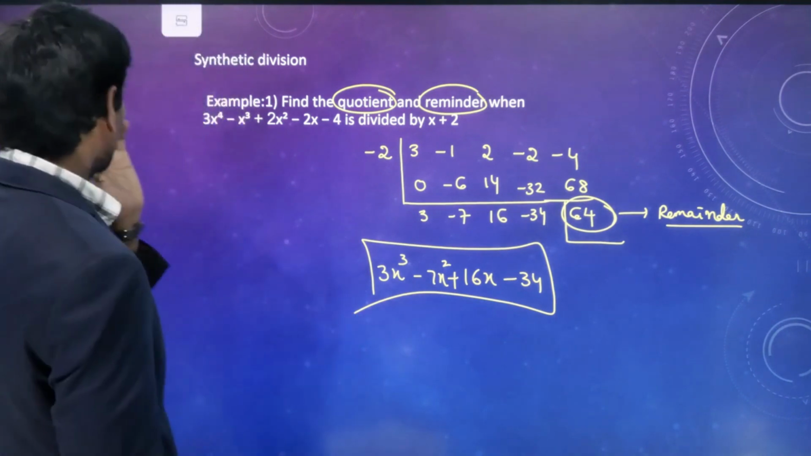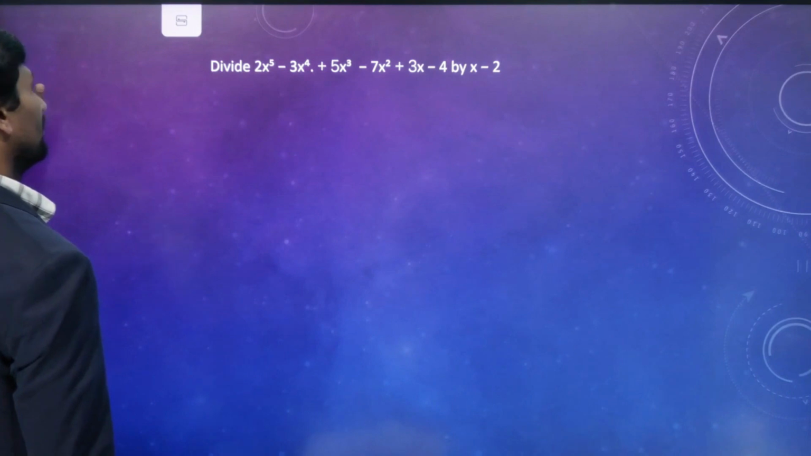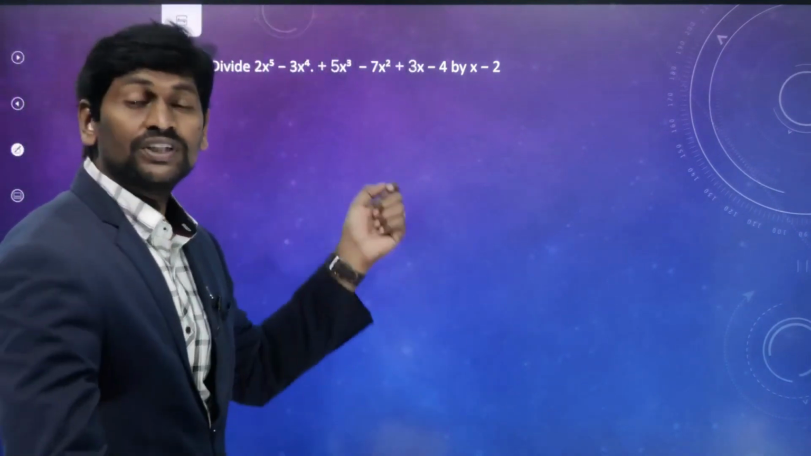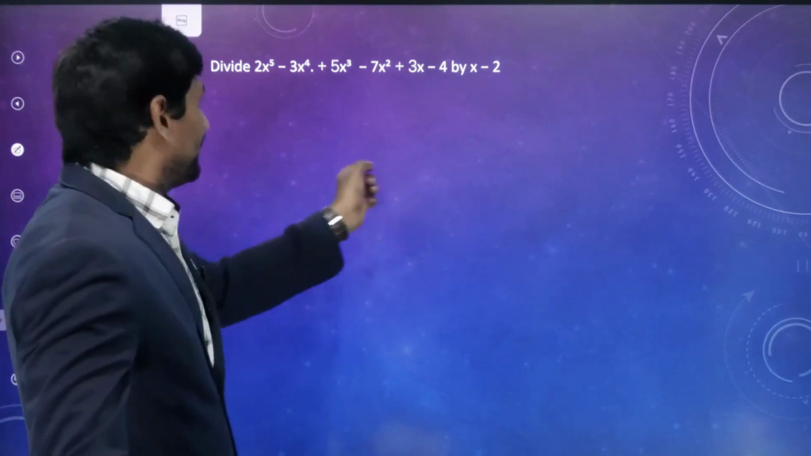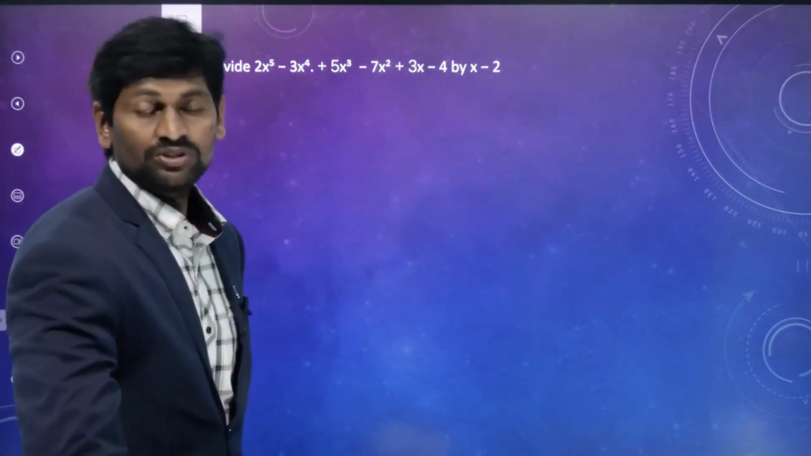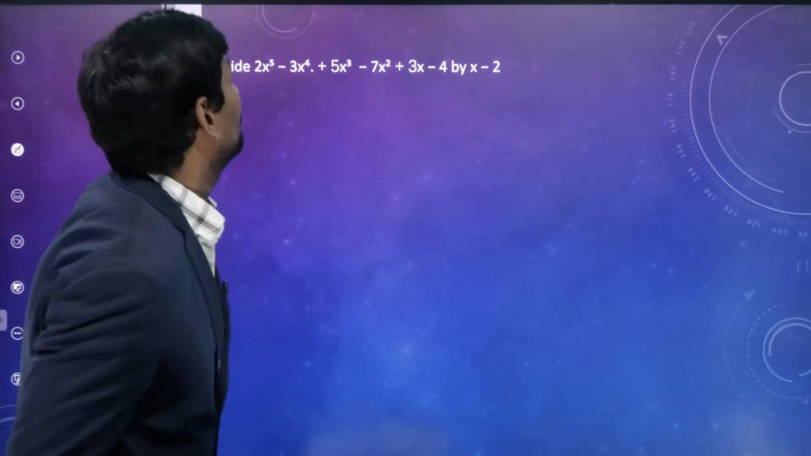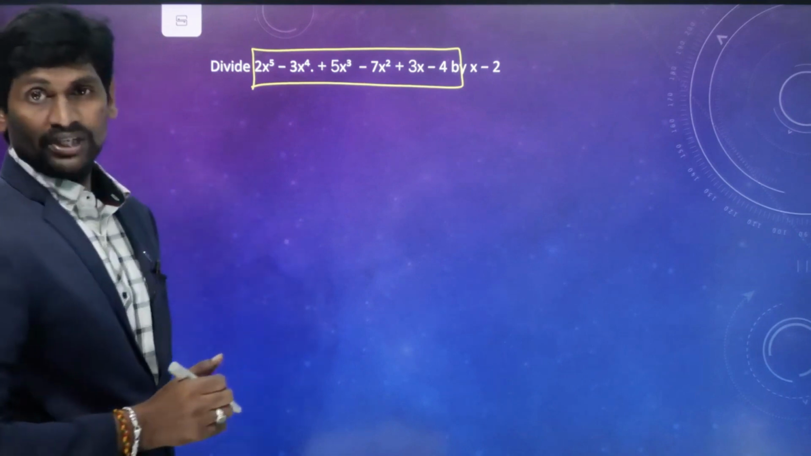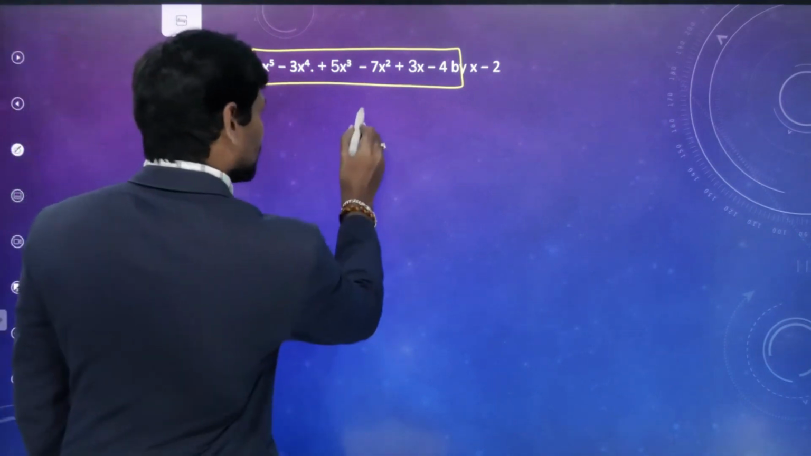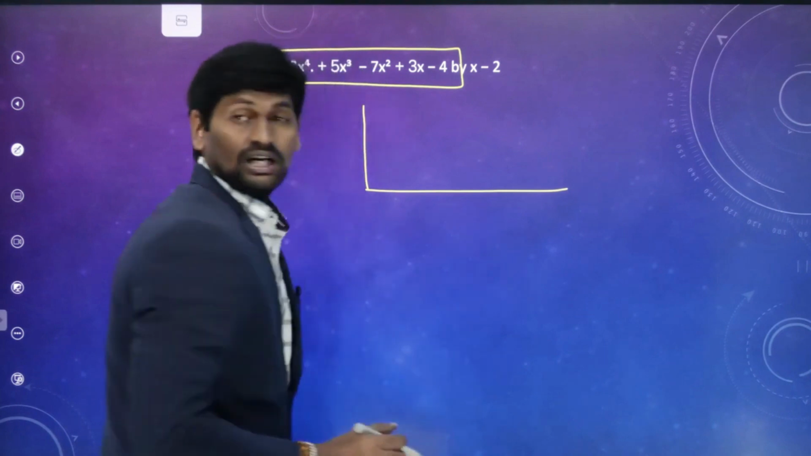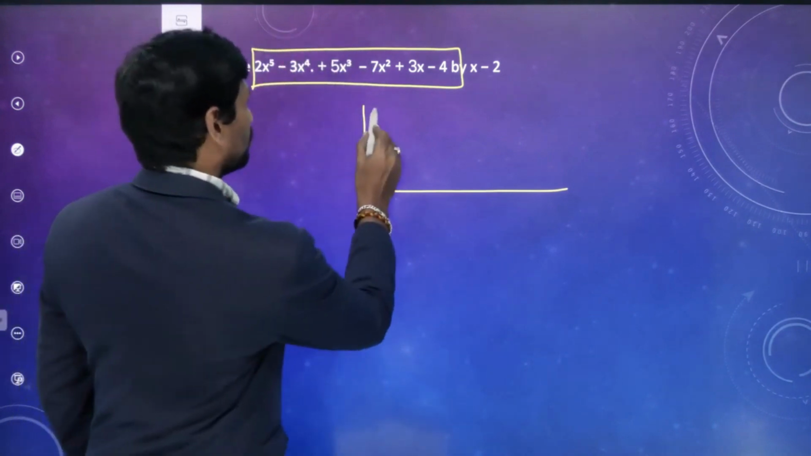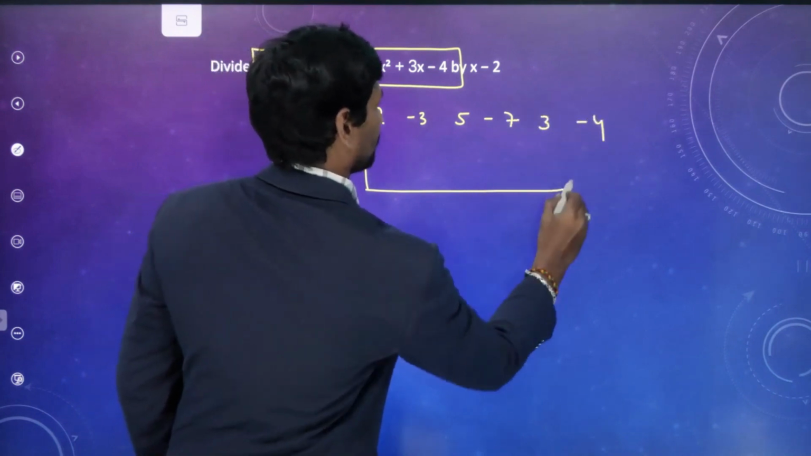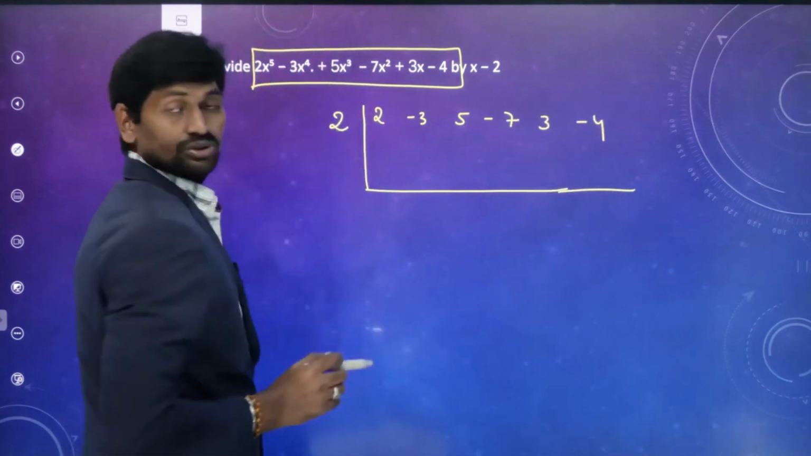Yeah, let us go to the next question. Right. Now a 5th degree polynomial is given. If it is divided by x minus 2, we need to identify the quotient by doing the synthetic division as well. So let us identify it here. I am writing all the coefficients here: 2, minus 3, 5, minus 7, 3 and minus 4. So 2 will be the root.